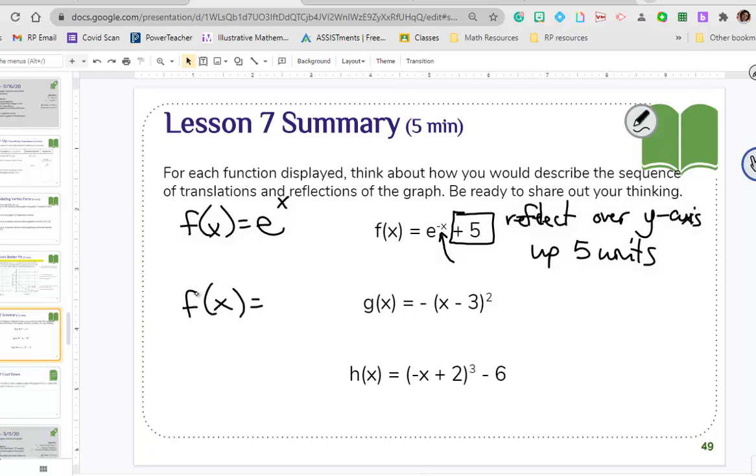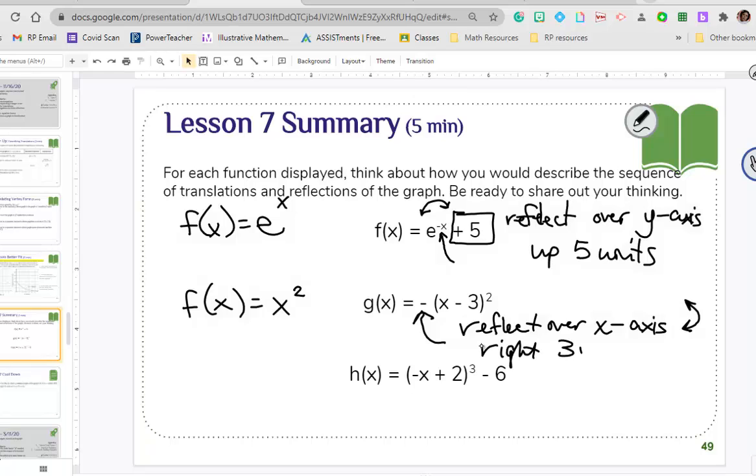Starting with a parent function like x squared, we can see that this would be back to that idea of vertex form. The negative out front would flip it upside down because it's not changing the x left and right anymore. This one's changing vertical up and down. So this is going to reflect over the x-axis this time. It's going to go upside down. And the minus 3 would move us to the right 3 units.